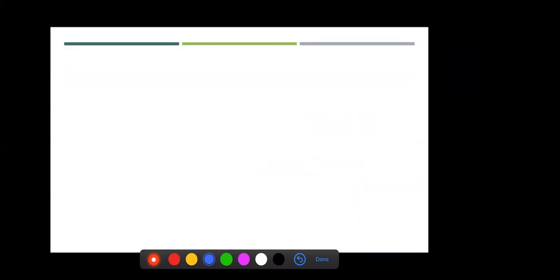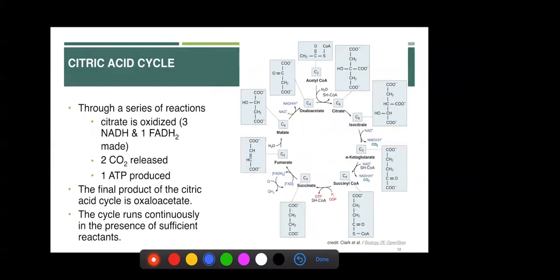So if we talk about, I don't know if I want to do the Krebs cycle first here. Do I want to do the Krebs cycle? I'm trying to decide whether, no, I'm going to do the intermediate step. So, intermediate step.